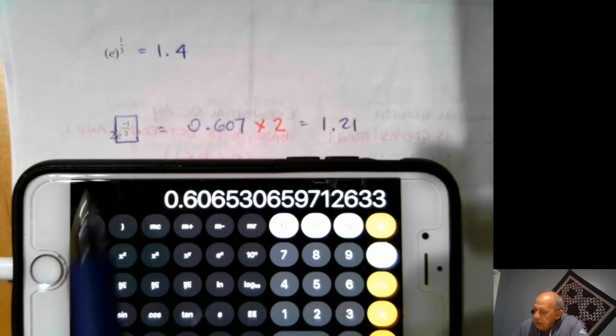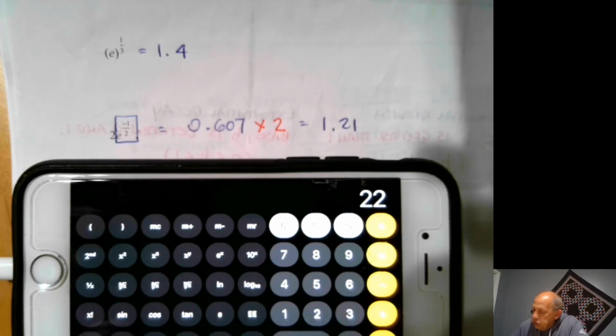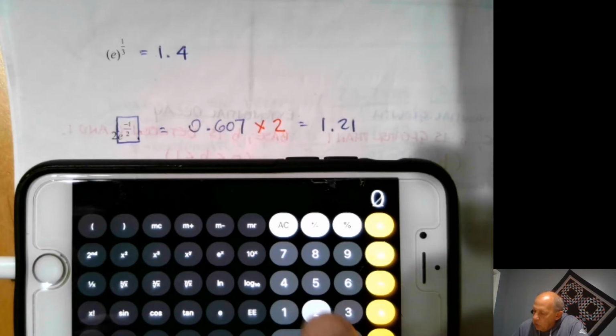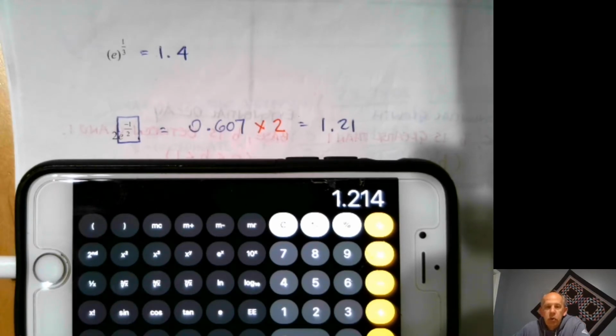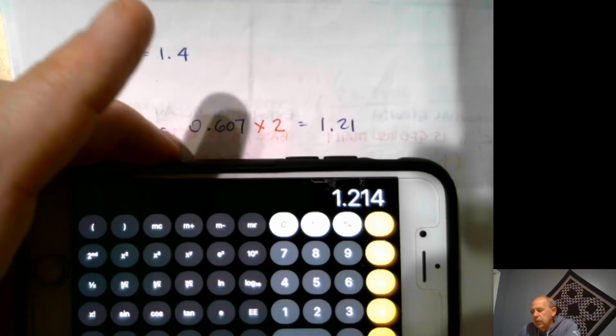My last thing I'm going to do is multiply by 2, because my order of operations tells me to do that. And my answer is 1.21. So I did the exponent first, then multiplied by 2 at the end. There's what you have. Let's take a look at the next part of the applications.